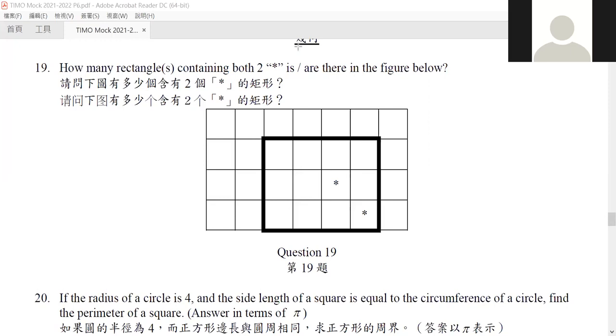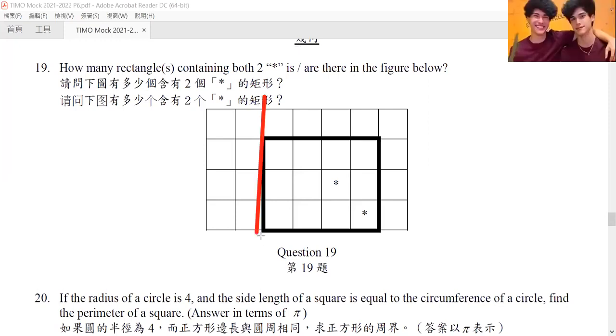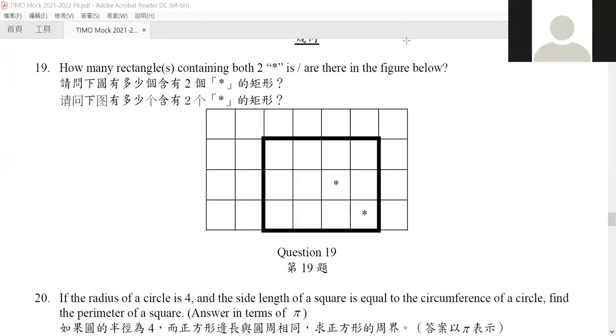But now, instead of considering this rectangle, let us consider its four sides. You have a red side, its left side. You have a blue one, its right side. You have a green one, its top side. And we have an orange one, its bottom side. So what's the criteria of these four sides? Let us look into our bottom. I say that the bottom can only be in this position. Why?